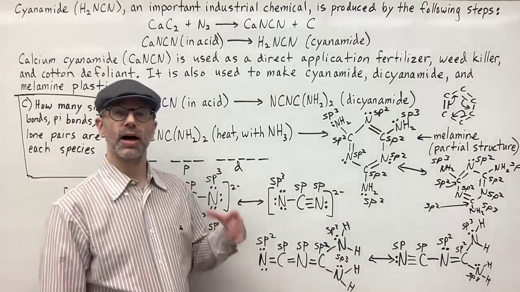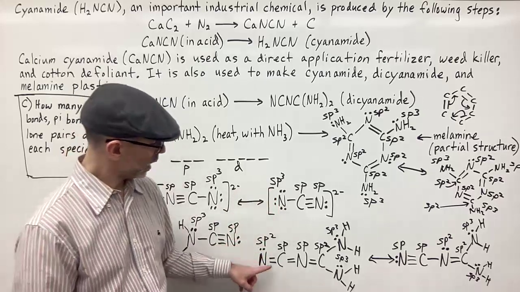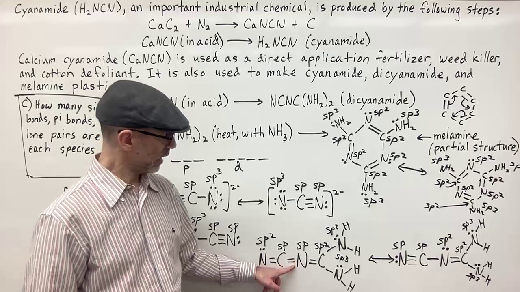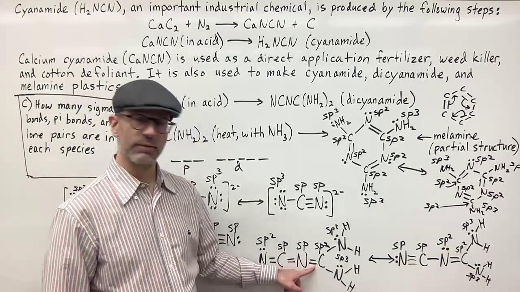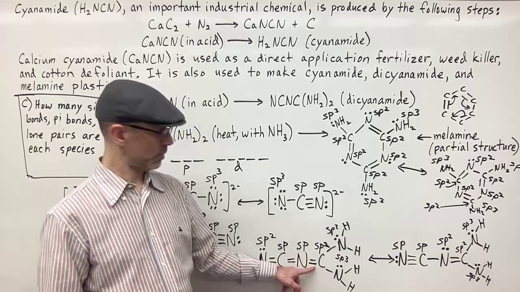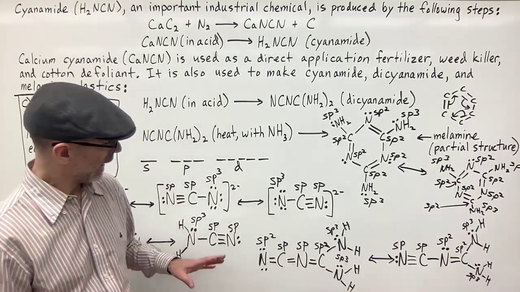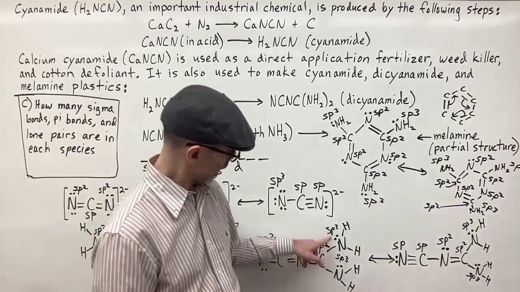Pi bonds are indicated by double and triple bonds. So here I have a double bond, so one of those bonds is a pi bond. Here I have a double bond, one of those is a pi bond. And I have a double bond here, so one of those is a pi bond. So I have 1, 2, 3 pi bonds. And the number of lone pairs is 1, 2, 3, and 4.